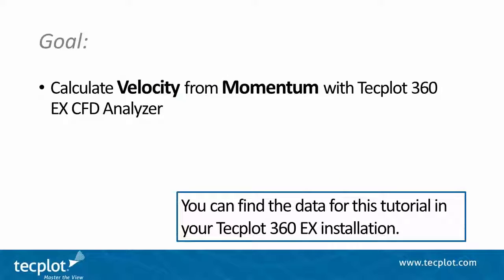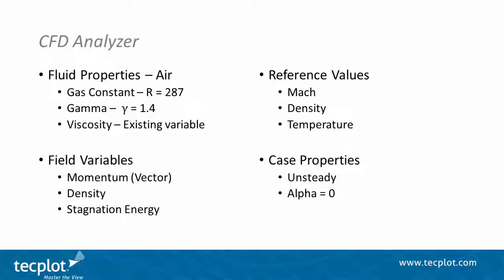In this video, we will be using the Onera M6 Wing and CFD Analyzer to calculate variables which don't exist in the incoming dataset. In this case, we will be looking to calculate velocity from momentum. The CFD Analyzer allows the conversion between the velocity and momentum.